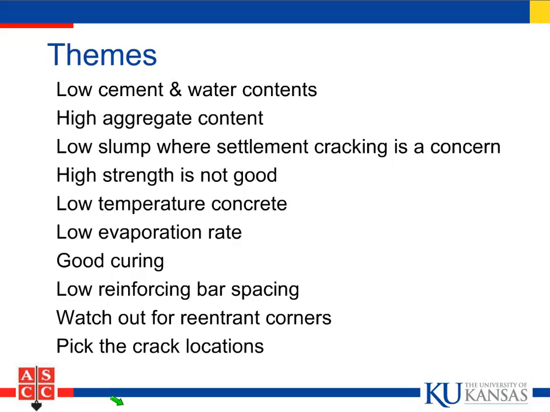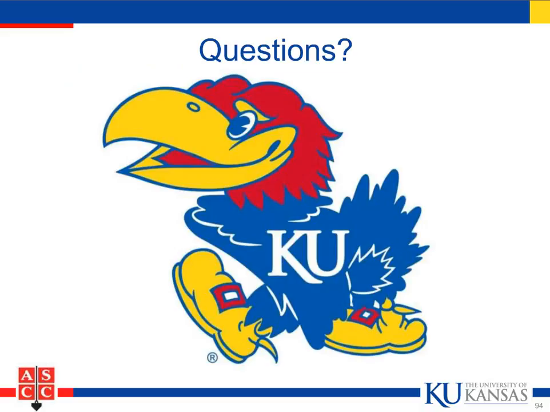And we had some themes here. We want low cement and water content. We had high aggregate contents, low slump where settlement cracking is a concern. High strength is not good. Low temperature concrete often pays off for us. We want a low evaporation rate if we're going to have a concern where we have plastic shrinkage cracking. We want good curing, low reinforcing bar spacing, watch out for re-entrant corners, and we want to pick our crack locations. And so at this point, I'd like to open it up for questions.